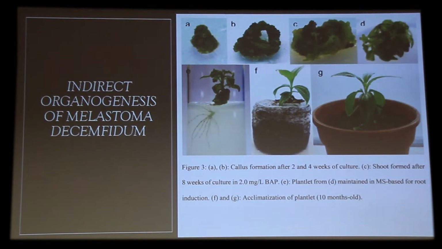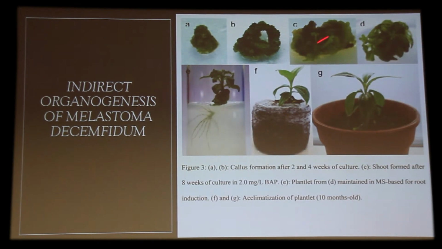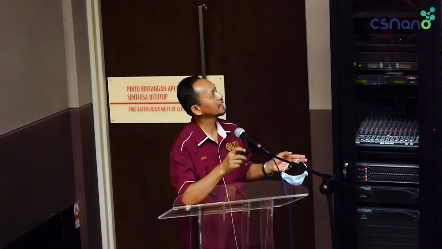Right. So this is an example of indirect organogenesis, where we induce formation of shoot from leaf. Why do I call it indirect? Because it involves callus formation. You can see the green one is a callus. So you have a callus, and then through subculturing the cells start to differentiate and become organs. Then you have a shoot, and from there you will have one, two, three more shoots.